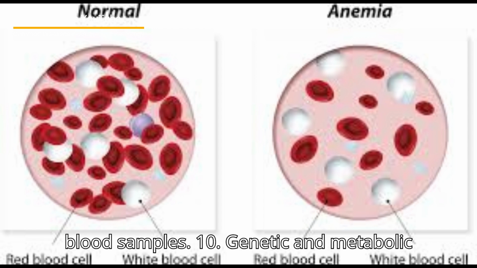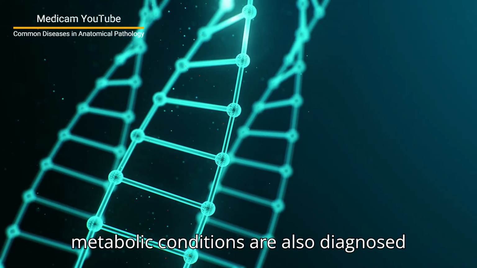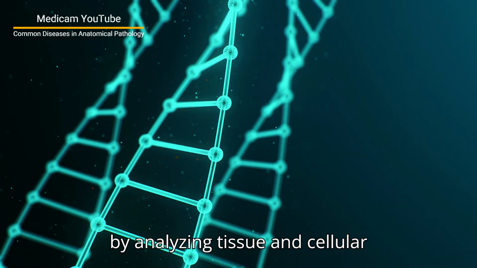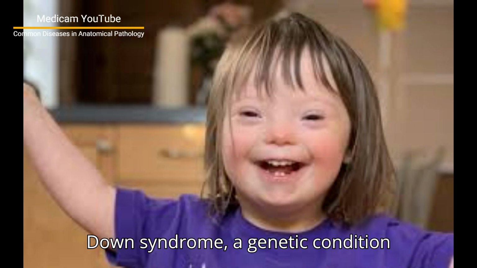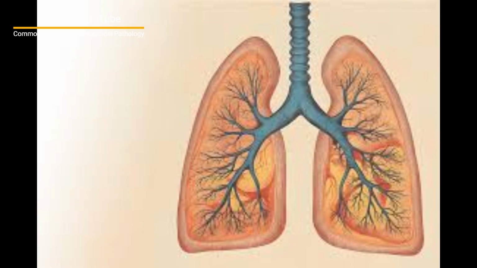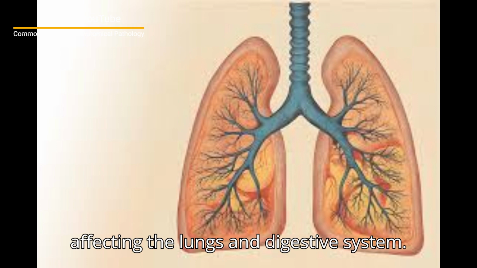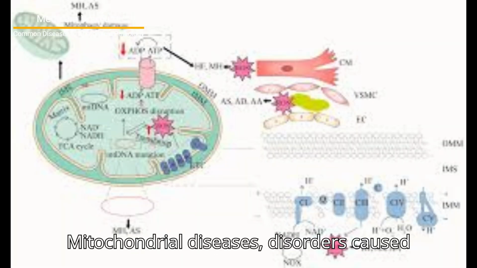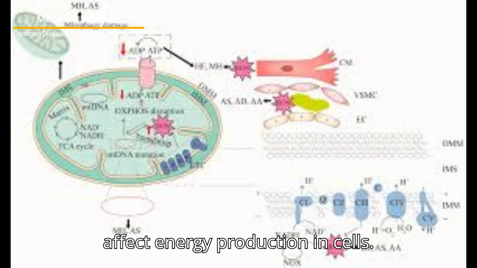10. Genetic and metabolic disorders. Genetic disorders and metabolic conditions are also diagnosed by analyzing tissue and cellular structures. Some examples include Down syndrome, a genetic condition diagnosed by analyzing chromosomes; cystic fibrosis, a genetic disorder affecting the lungs and digestive system; and mitochondrial diseases, disorders caused by defects in the mitochondria, which affect energy production in cells.